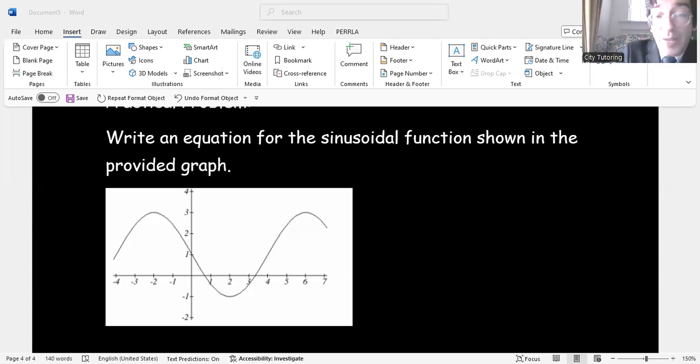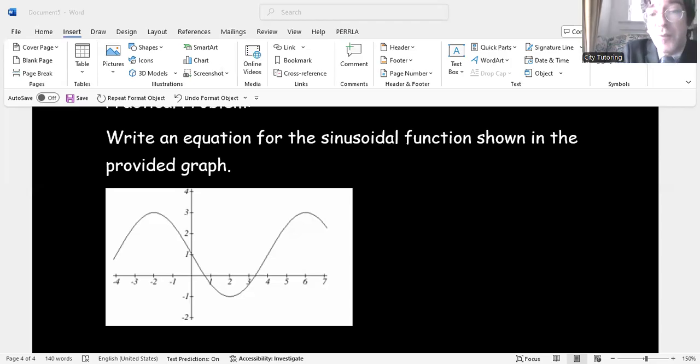We have a distance from the midline to the highest value or lowest value of the graph, right? So that would be the amplitude. The amplitude would be 2. And the period of the graph, it's actually 8.